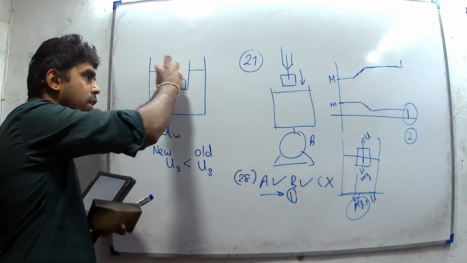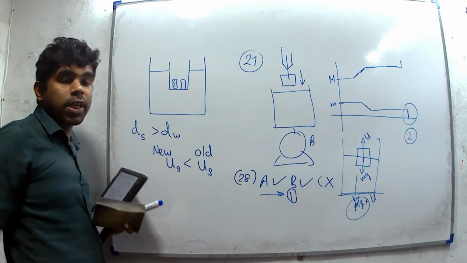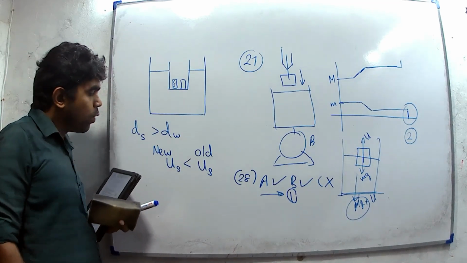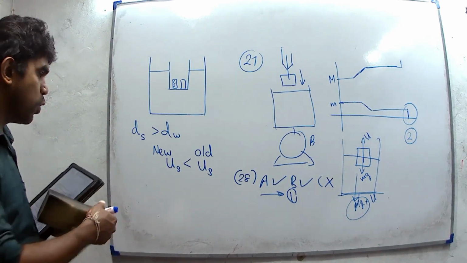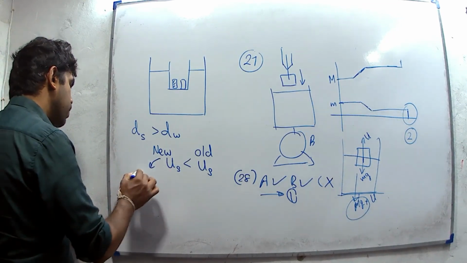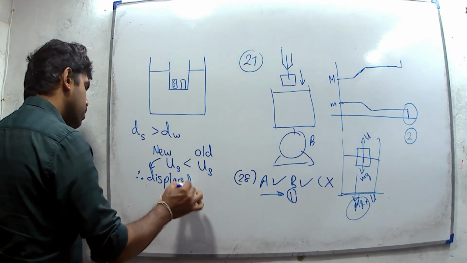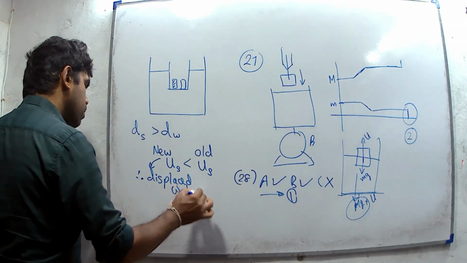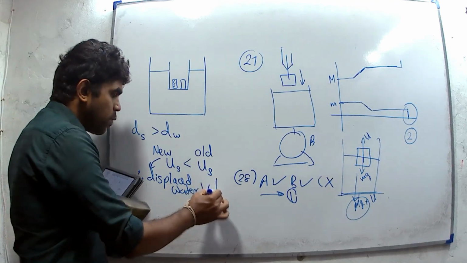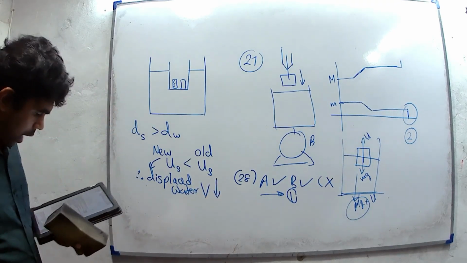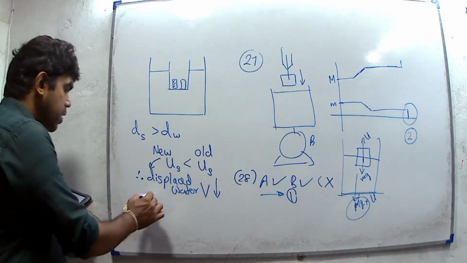For the earlier situation, the stone is floating because it is in the small container. The new upthrust is a small value. Therefore, the displaced water volume is a small value. Displaced water volume is decreasing. Therefore, the h value decreases. It is correct. Then statement A is correct.